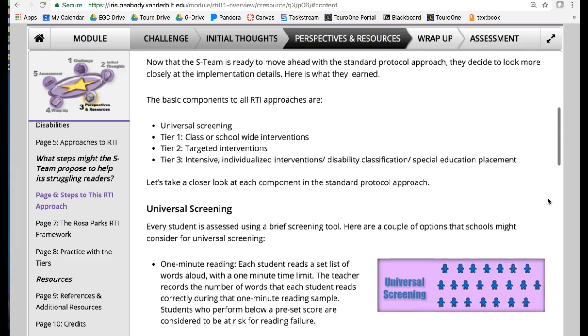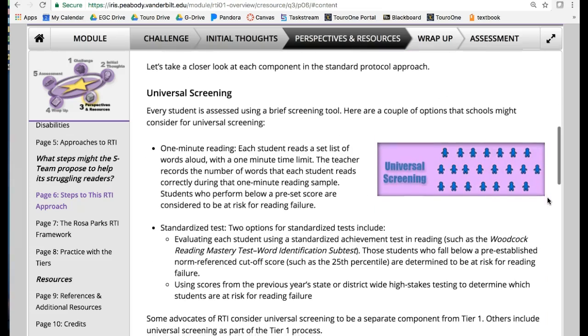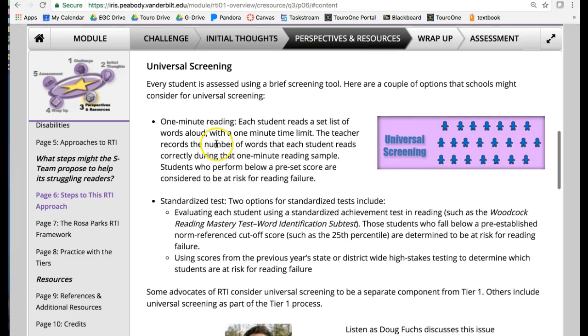Okay, so they went through and decided on both, and for the universal screening, they decided on a 1-minute reading. And one of those types of readings is called DIBELS, and so that one's very widely known and accepted, and you just have the student read for 1 minute, and you record how many words the student is able to read correctly. And then you also make notes about any words that weren't read correctly so that you can also address those.